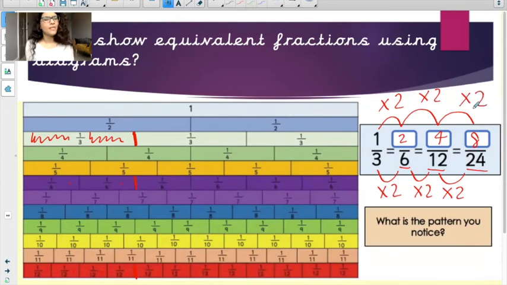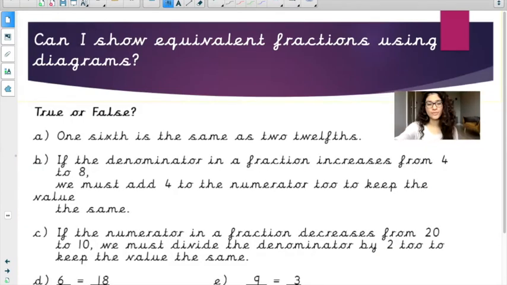Let's test this theory of mine. What's 1 times 2? Oh, it's 2. What's 2 times 2? 4. And what's 4 times 2? 8. So that just goes to show then that what you do to the bottom, you do to the top as well. True or false?